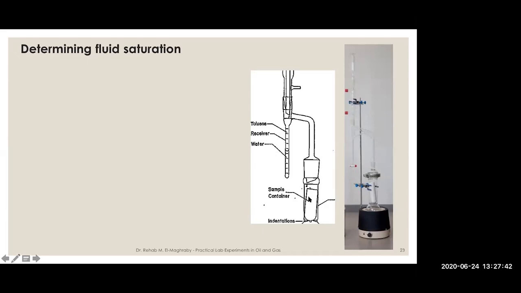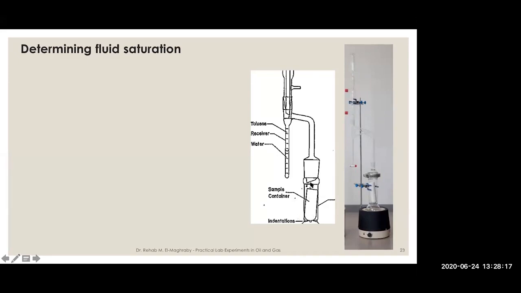Remember, the core contains oil, contains water, and contains salt. So the toluene vapor vaporizes, and some of it dissolves the oil inside this core and goes back to the flask. Some of it dissolves some of the oil here and goes back to the flask. And because it is continuously evaporating, the toluene vapor is continuously coming. Some of this vapor will heat up the water because the boiling point of toluene is higher than the water, so it will cause the water to vaporize.